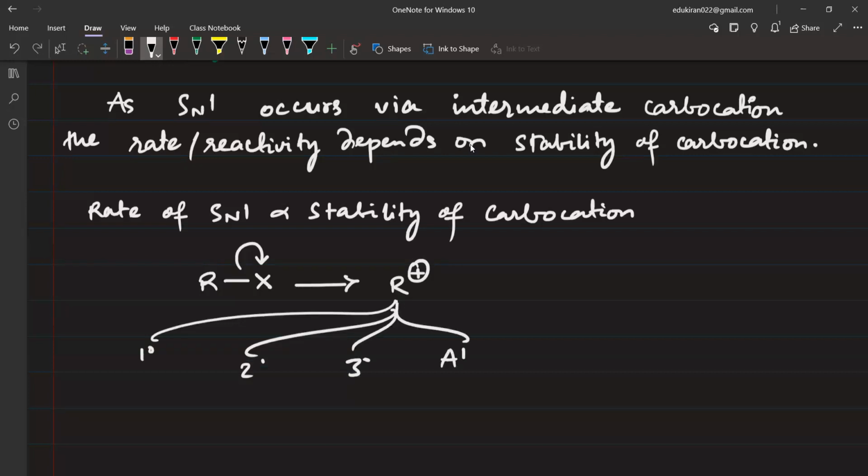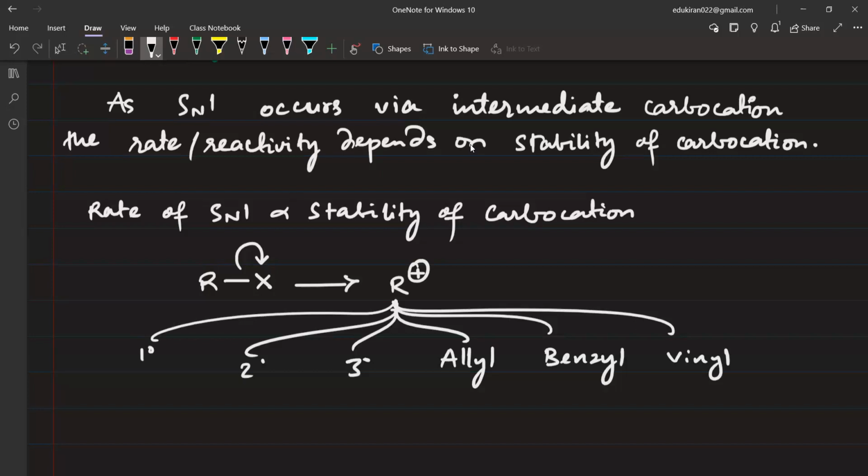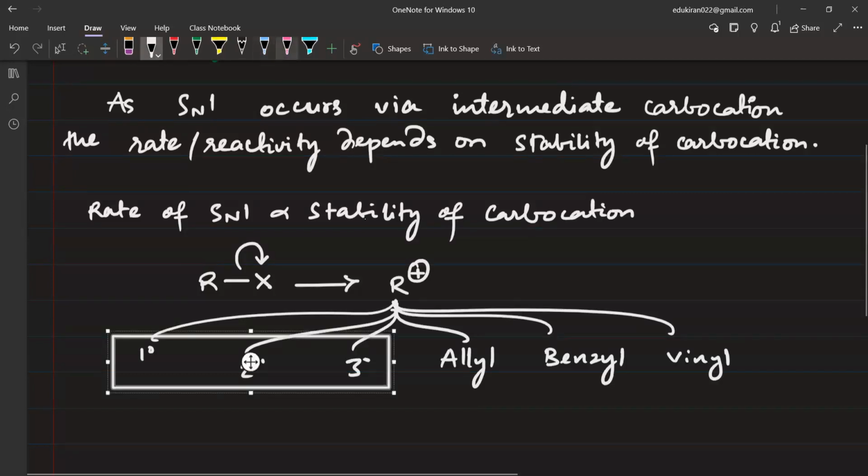Or we can also have allyl cation, and we can have benzyl cation, and then we can also have vinyl cation. And we can also have aryl, but we are going to look at that at the end. So 1 degree, 2 degree, 3 degree are the three major mainstream carbocations that we are going to deal with. You have to remember the order. If I talk about the stability of these classical carbocations, then obviously 3 degree carbocation is most stable, then 2 degree, and then 1 degree.